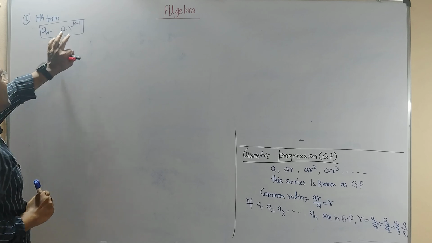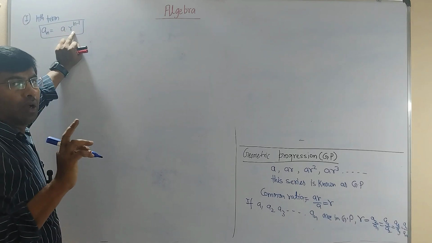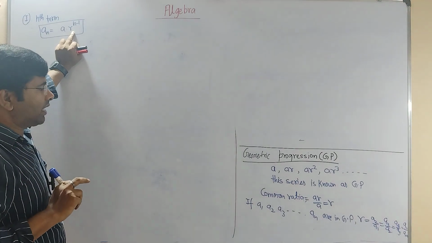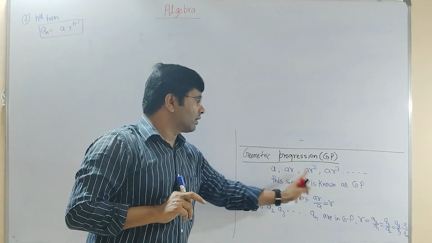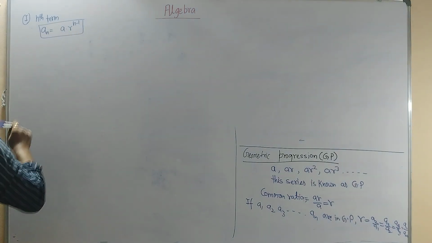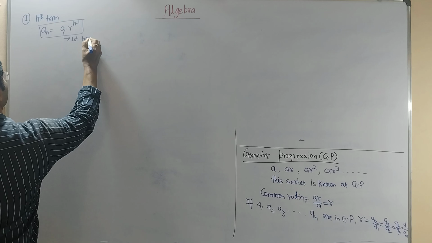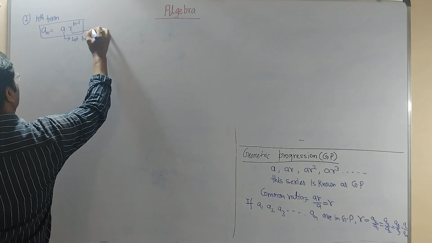Okay, like let's say n equal to 2. So 2 minus 1, 1. So a into r to the power 1, that is ar. So the second term is ar. Third term is ar square as well, and so on. So this is how you can find it out. This one is the first term. This one is the common ratio.